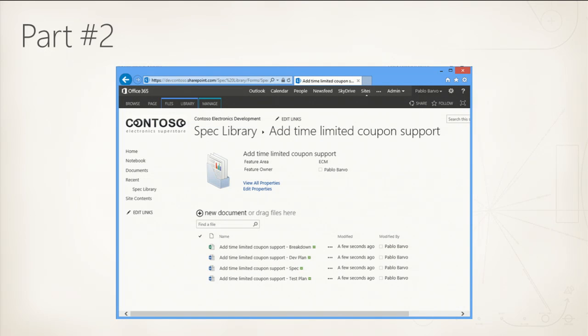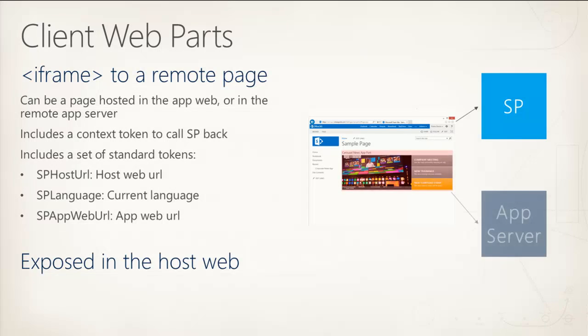So let's go over to part 2 of the app, which is let's add the information about what's happening in TFS into the document set homepage. For that, we're going to look at client web parts. The very basics of client web parts is basically an iframe to a page that lives in the remote app server. The page can also be hosted in an app web, but if you're doing that, you cannot have server-side code. And again, app web means that it lives inside SharePoint, not in your remote server.